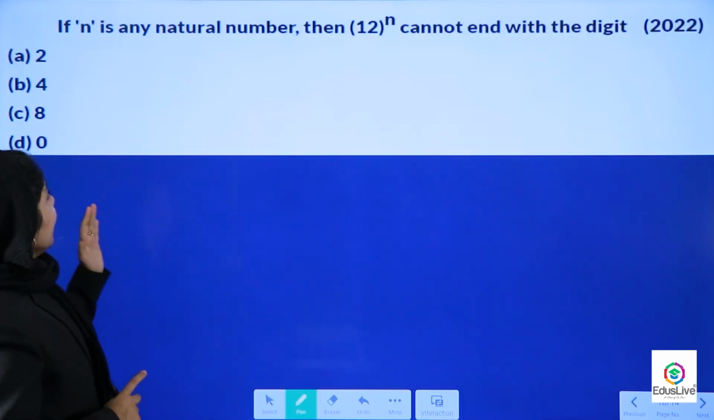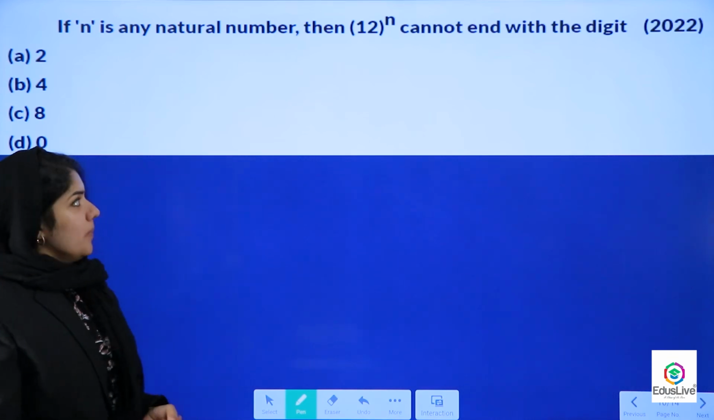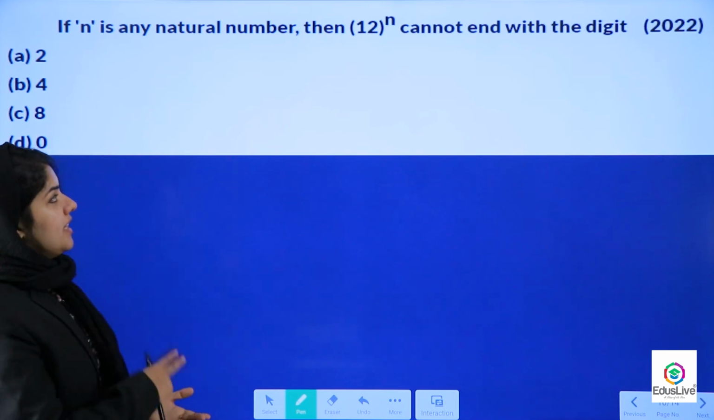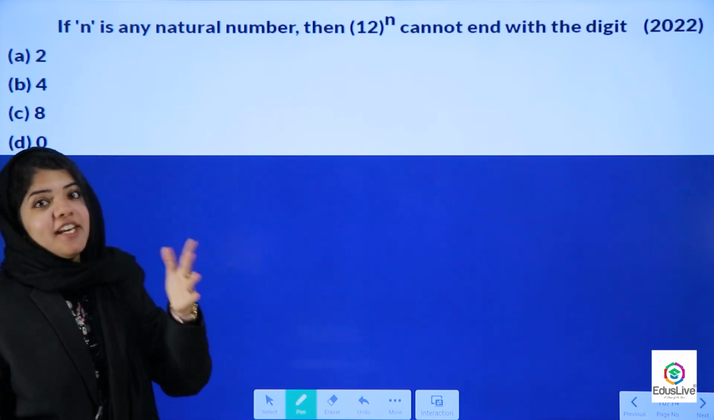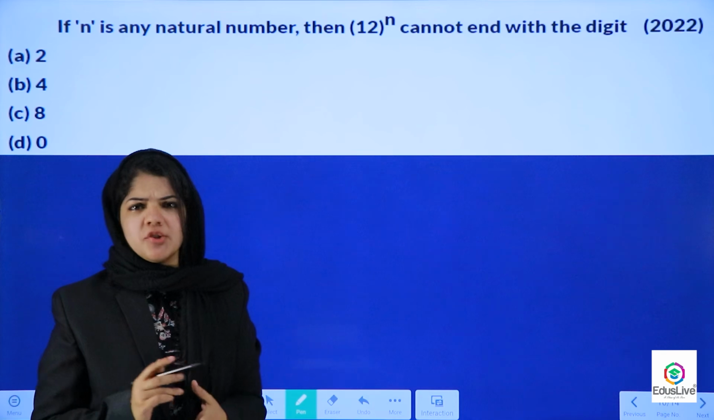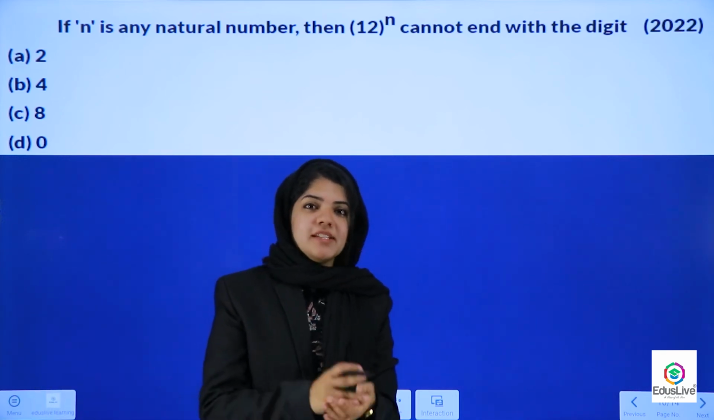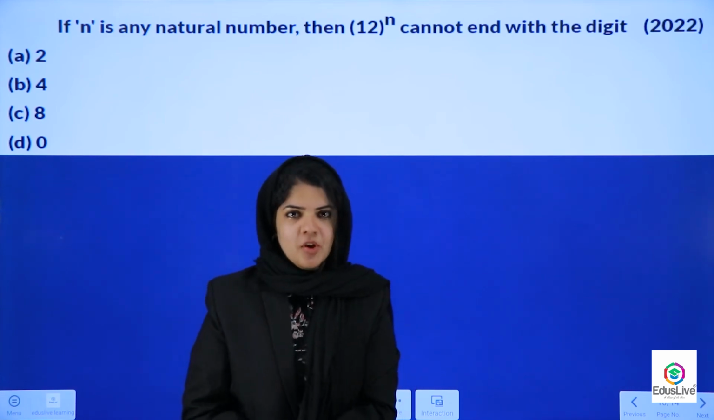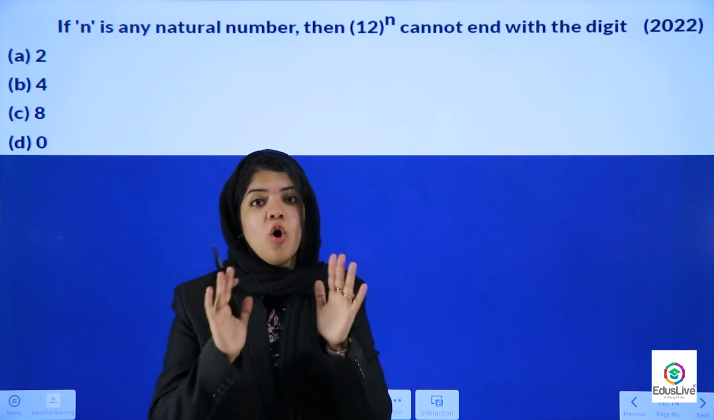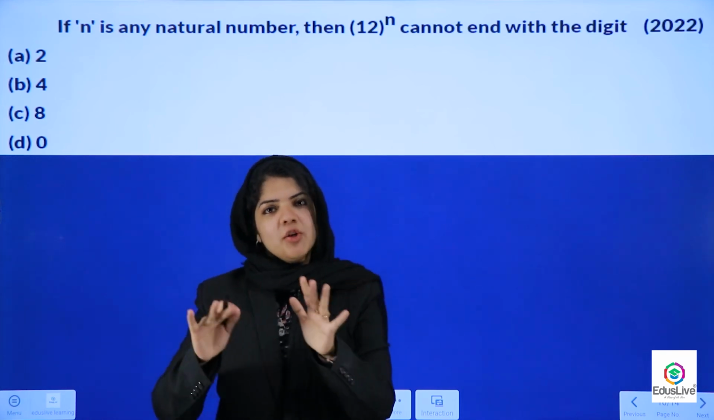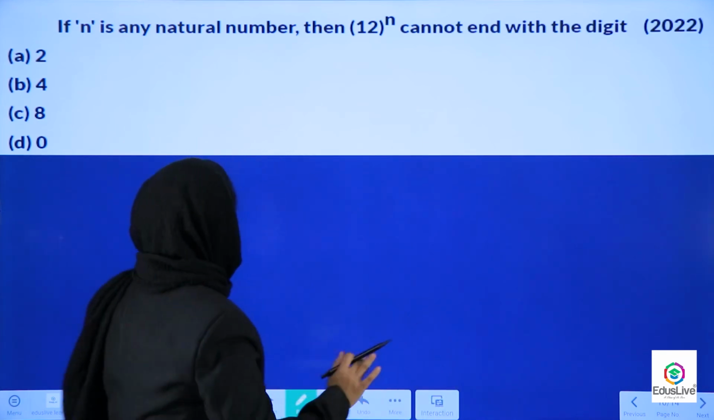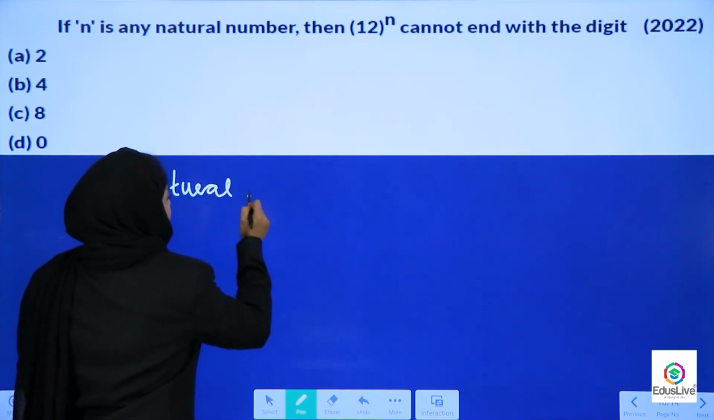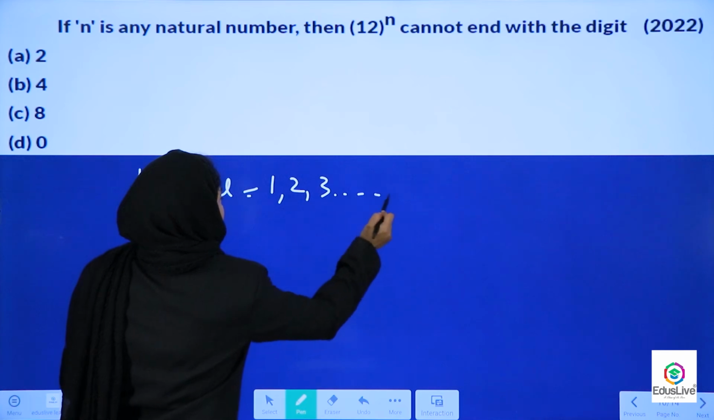Next question. If n is any natural number, then 12 raised to n cannot end with the digit. See, n is any natural number. What are natural numbers? Natural numbers means numbers starting from 1, 2, 3, etc. up to infinity. It is different from whole numbers. Whole numbers start from 0: 0, 1, 2, 3, etc. are whole numbers. Natural numbers means the numbers starting from 1, 2, 3, etc.